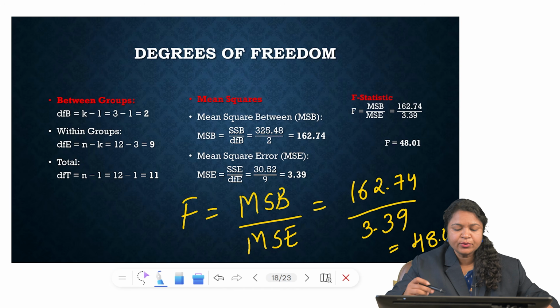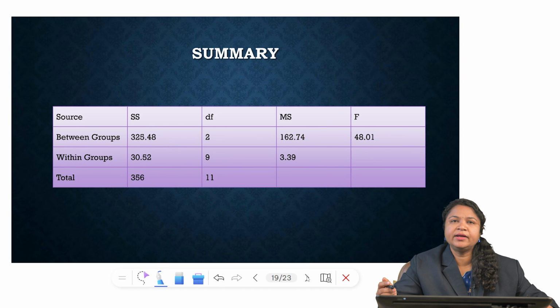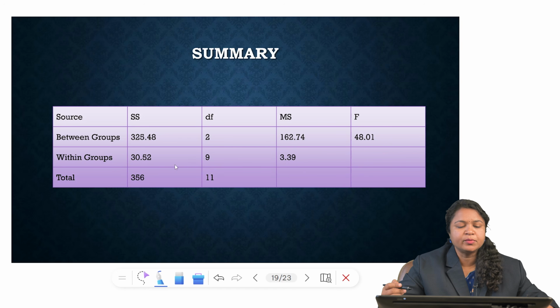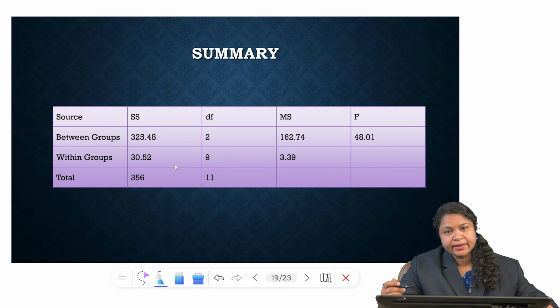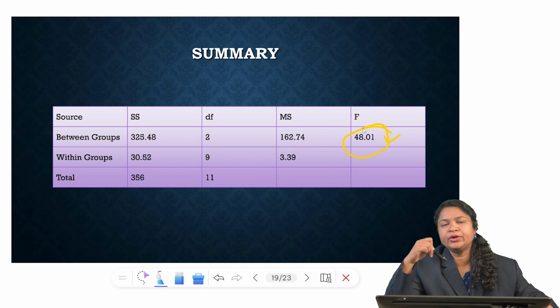So remember this value. We'll go to the next slide. Here, this is the summary where we have calculated the SS, degrees of freedom, mean square, and F statistic, finally we got as 48.0. We have taken the help of all this: between the groups, within the groups, total degrees of freedom and mean squares calculated. Then we have found out finally the F statistic value we got as 48.01.